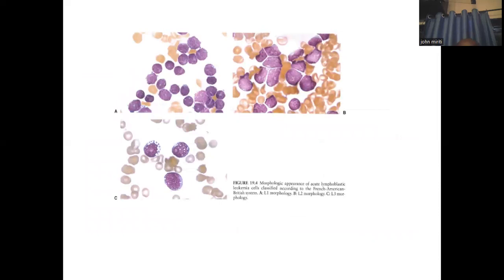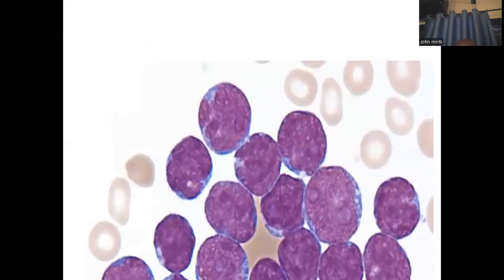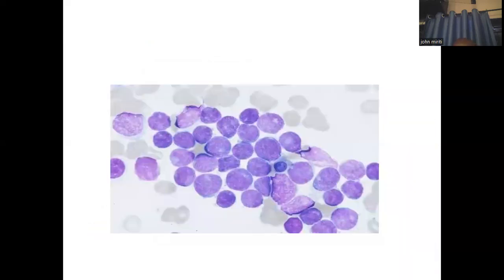So you can see how the morphological appearance of acute lymphoid leukemia cells is classified according to the French-American-British system. You can see the L1 cells, the L2 cells, and then the L3 cells, which show a large type of cell. So you can see how the cells look.